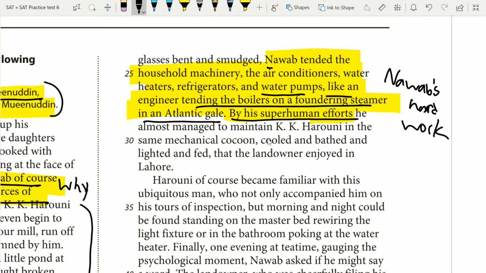So in this case, it's saying that he's doing these things and tending to boilers, or doing things that are very, very hard work, like tending to boilers on a foundering steamer, and how he's giving superhuman effort. That gives me insight into his character and shows how hardworking he is. So because that's character insight, that's why I highlighted it.